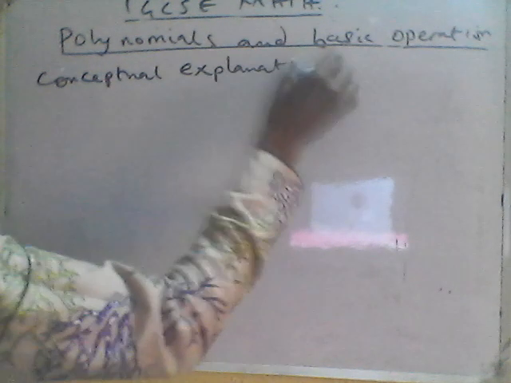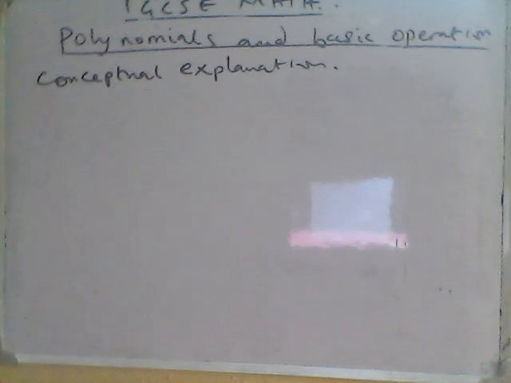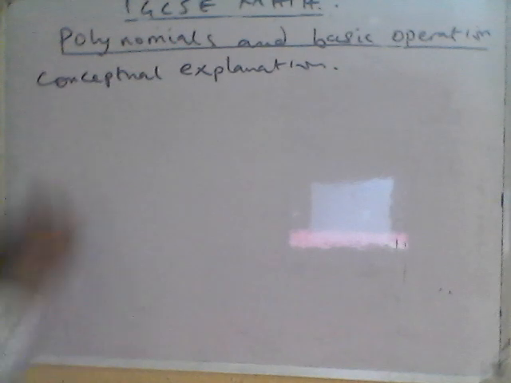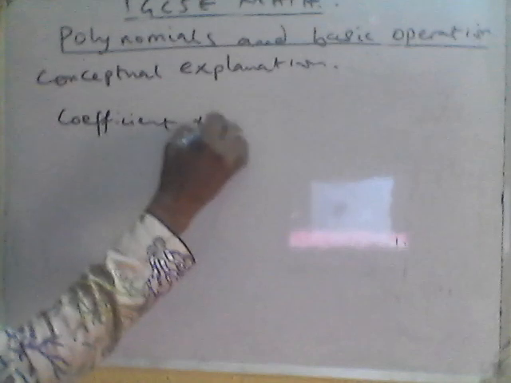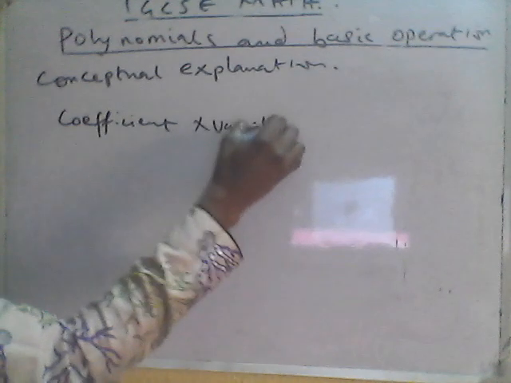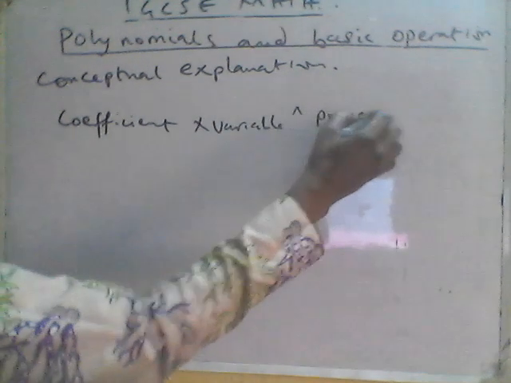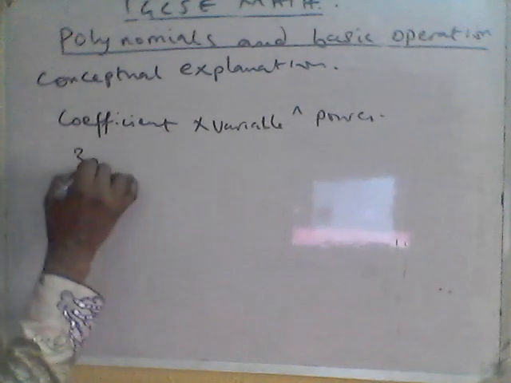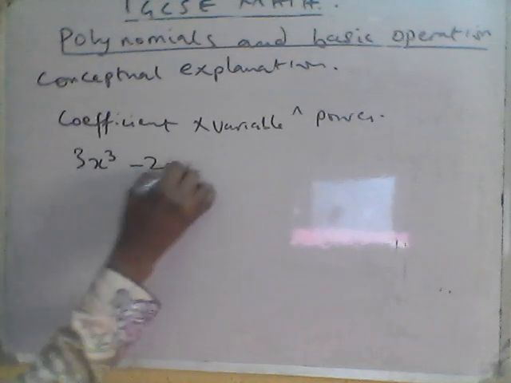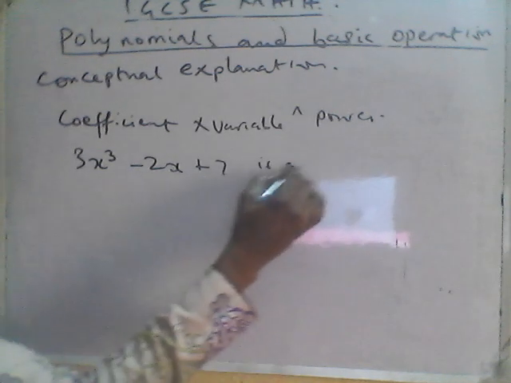Okay, of polynomials. A polynomial is an expression made up of terms of the form: coefficient times variable raised to a power. So coefficients, then the variable raised to a power. An example of a polynomial is 3x cubed minus 2x plus 7.